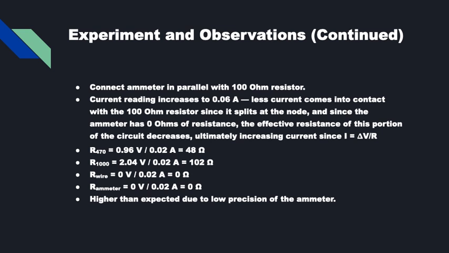Experiment and observation continued. So we were then to connect the ammeter in parallel with a 100 ohm resistor, and the current reading increased to 0.06 amps because less current comes into contact with the resistor since it splits at the node, and since the ammeter has 0 ohms of resistance, the effective resistance of this portion of the circuit decreases, ultimately increasing the current since I equals delta V over R. And here are the calculated resistance values, which were higher than expected due to a low precision of the ammeter.